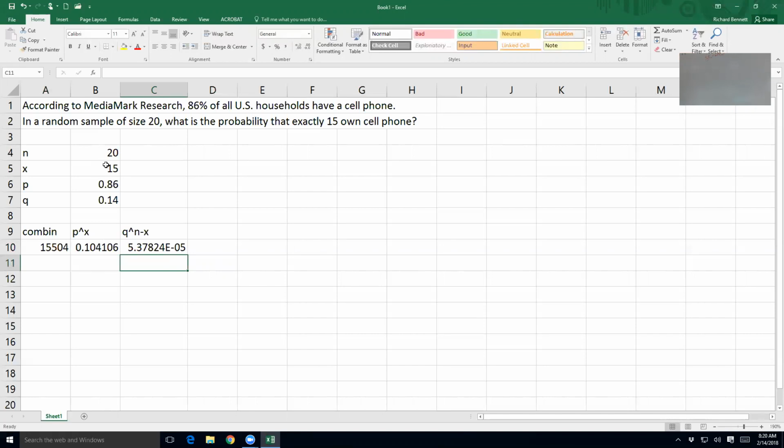Now I've just got to multiply those three things together. So the probability that X equals, in this case, 15, I multiply that times that times that. The probability that you get exactly 15 out of 20 would be about 8.6%. Real quick, so we just sum? Multiply, not a sum. It's multiply. Okay?